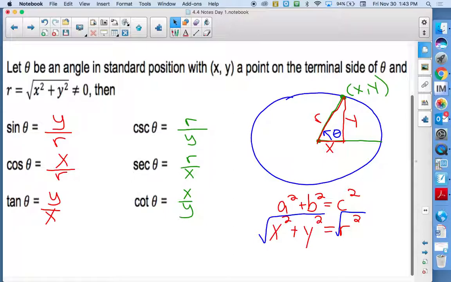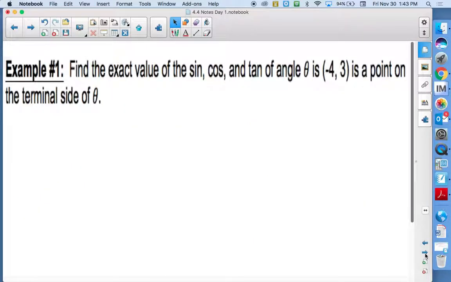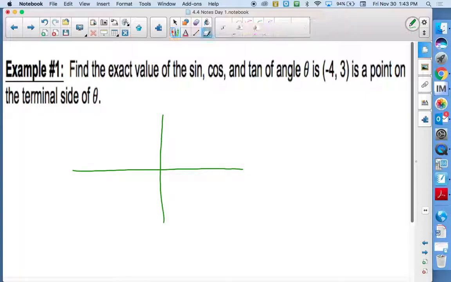So we are going to look at the first problem, which is kind of worded like this, but it actually gives us a point. It says find the exact value of sine, cosine, and tangent of an angle that has the point -4,3 on the terminal side of this angle. So I think we're working with circles, but also working with an xy axis. So here's xy.